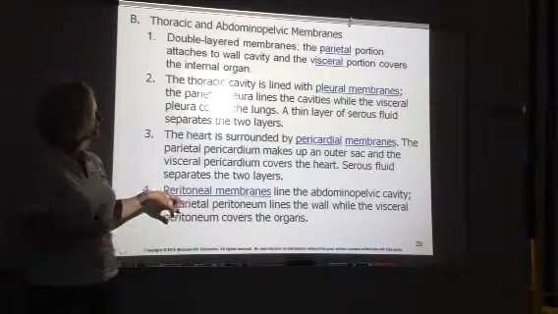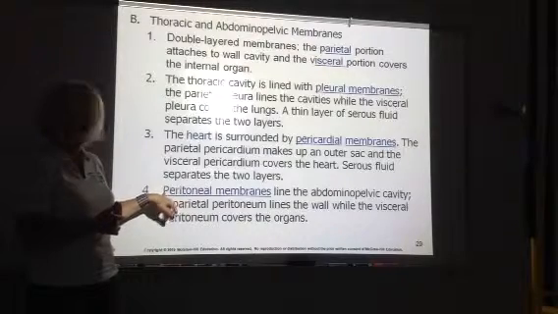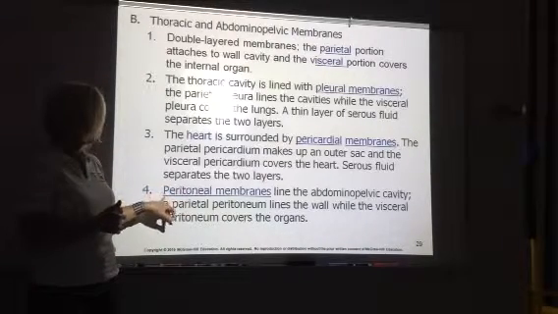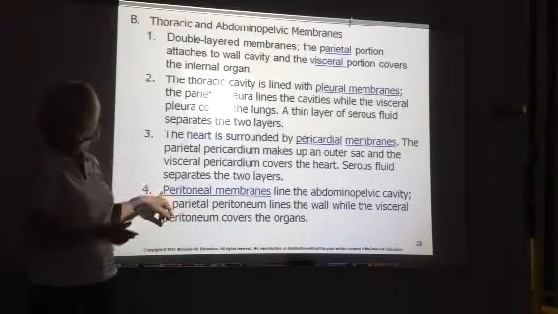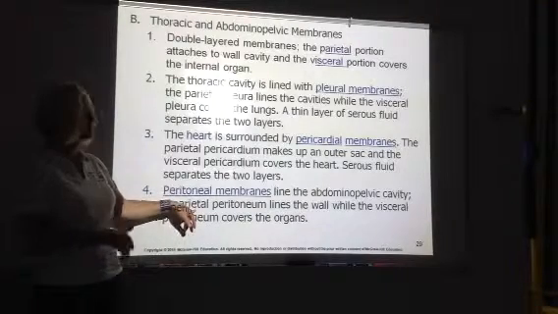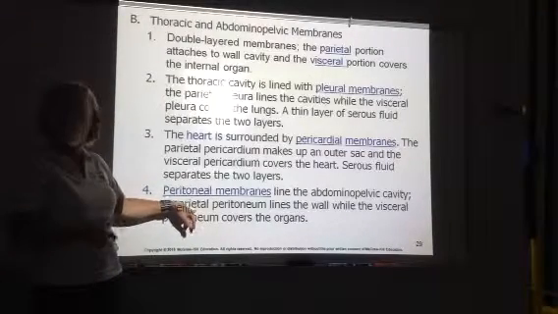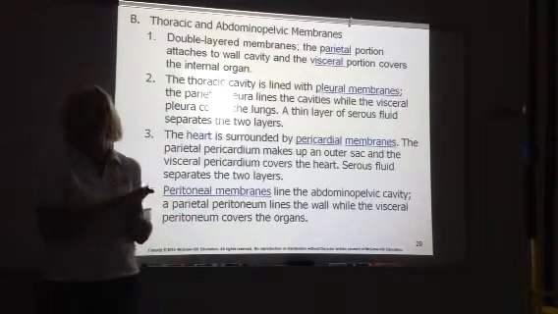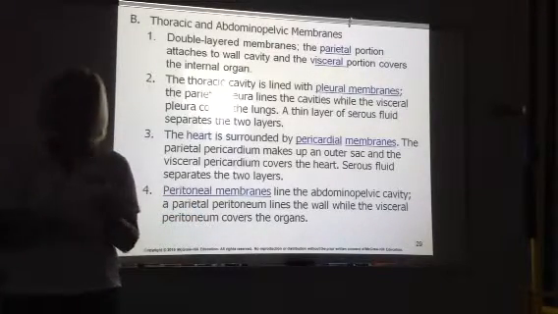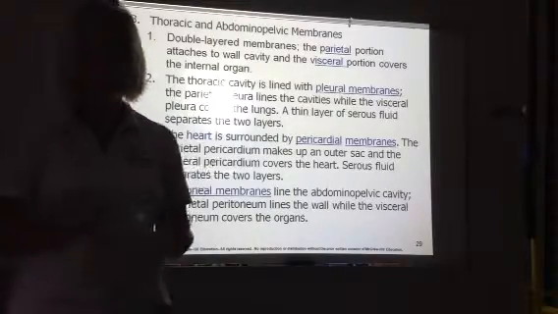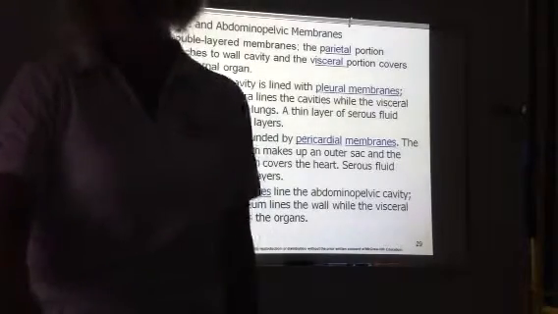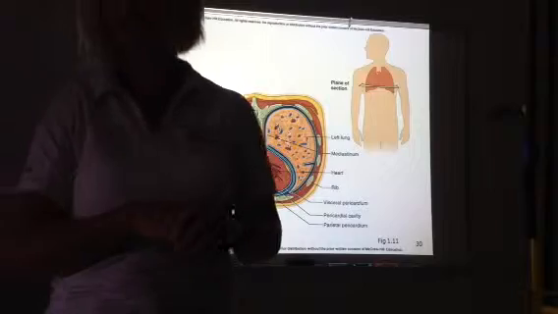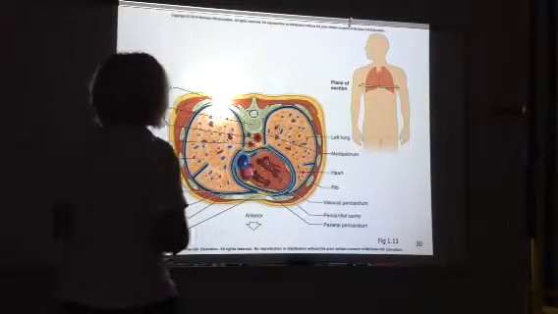Peritoneal deals with your abdominal pelvic cavity. So peritoneal membranes are going to be, parietal is going to line the lining of, or the wall of your intestines. Visceral is actually going to be the ones that attach to your stomach, your small intestines, your pancreas, whichever organ we're looking at.